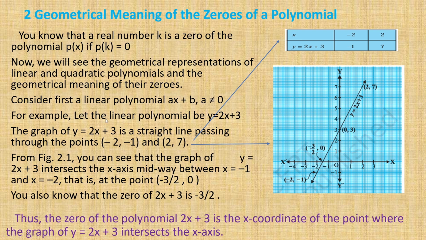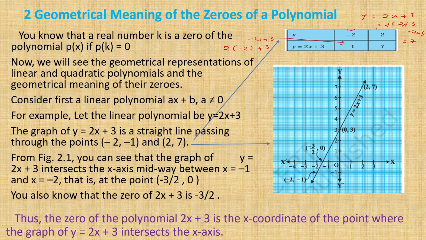Here, for y is equal to 2x plus 3, I am calculating 2 points, by substituting x is equal to minus 2 and plus 2 to get the y values. For x is equal to minus 2, y is 2 into minus 2 plus 3, that is minus 4 plus 3, so minus 1. And by substituting x is equal to 2, y is 2 into 2 plus 3, that is 4 plus 3, equal to 7.